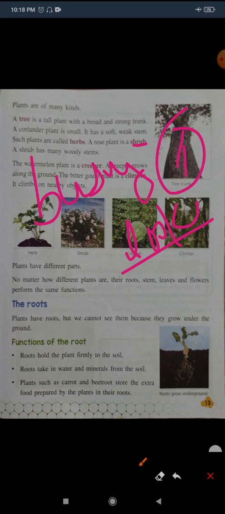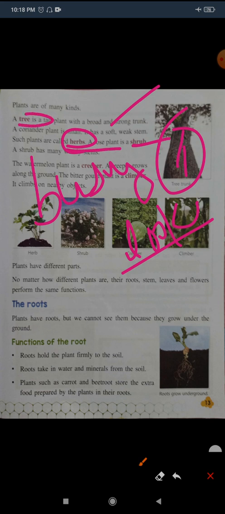Now the term herb. What is a herb? Herbs are very weak plants, and they have a soft green stem, and herbs live only for a few months. Trees can live for many years, shrubs can live for a few years, and herbs live for a few months.